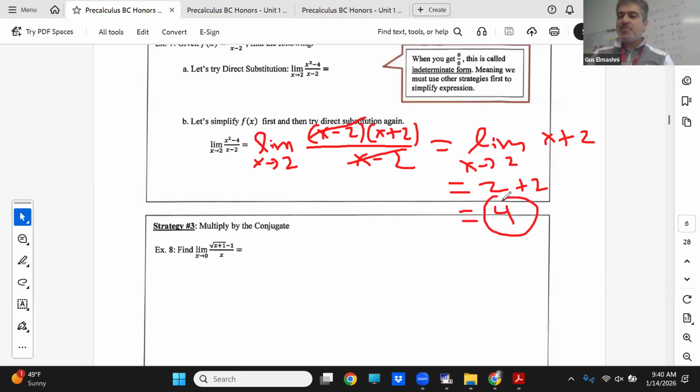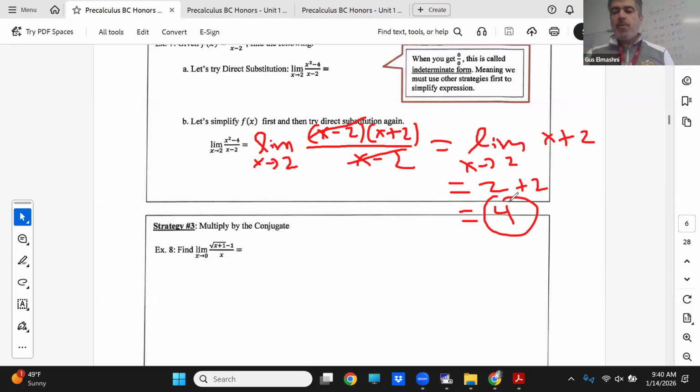Equals 4. By the time I'm ready to plug the 2 in, then you can drop the limit notation. But you can't get lazy. Even on the AP exam, they are very particular, very, very strict. So I need to get you in the habit of writing it. Once you have the expression you want, then you're ready to substitute, then you're good.